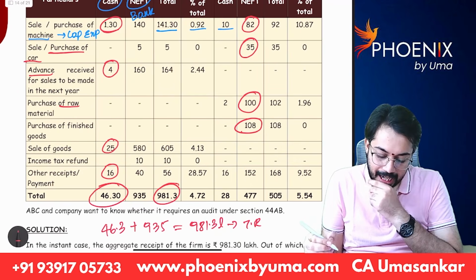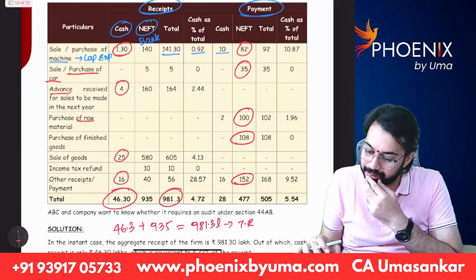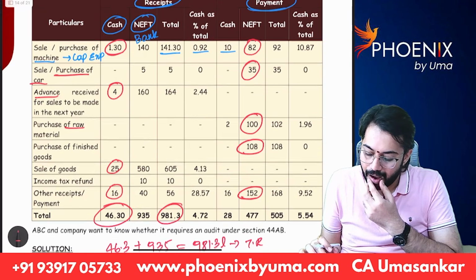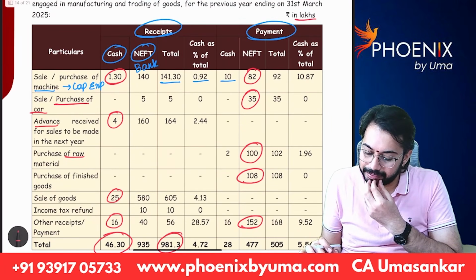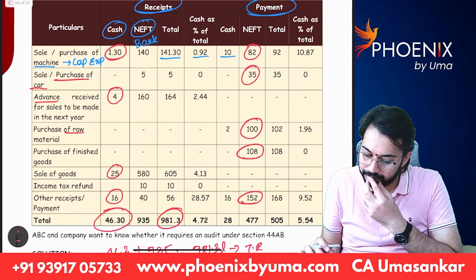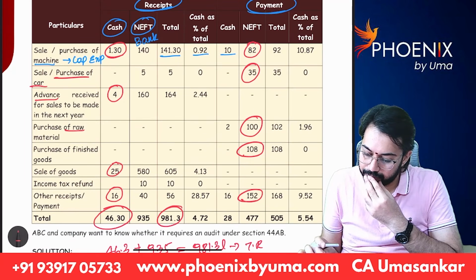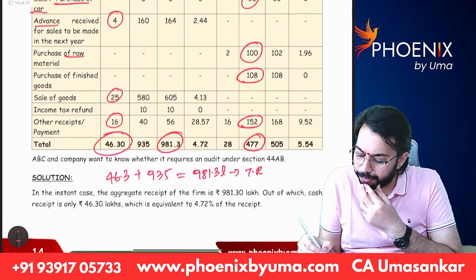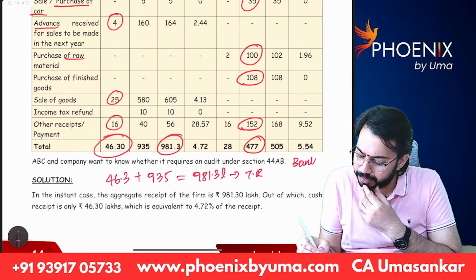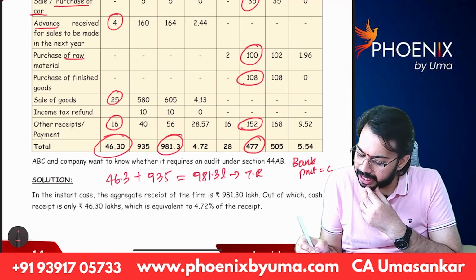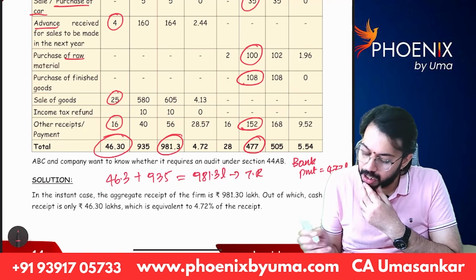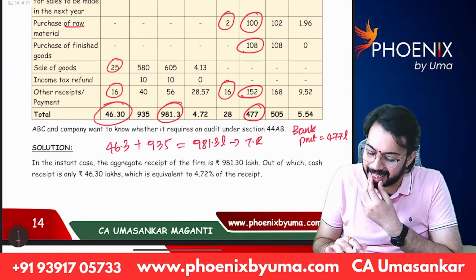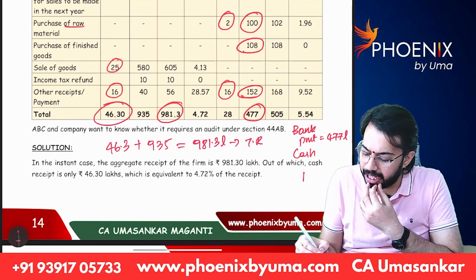Finished goods 108 lakhs. Other receipts 152 lakhs. Now, all are bank payments only. All these are bank payments. Bank payments 477 lakhs, correct? Bank payment 477 lakhs. How much is cash payment? 10 lakhs, 2 lakhs and 16 lakhs. Cash payment 28 lakhs.